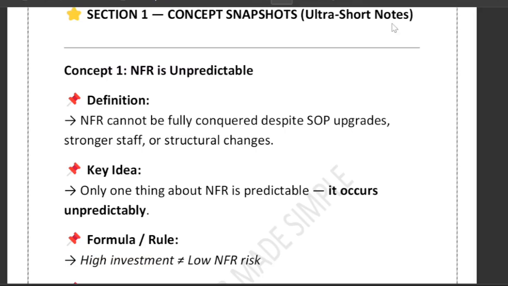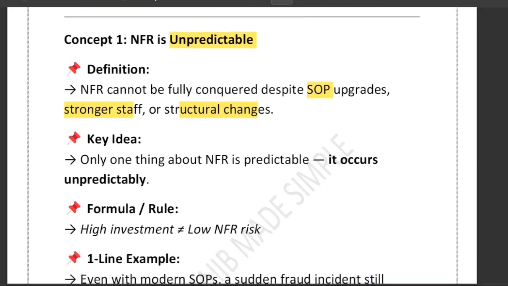So friends, the first concept is, no matter how strong your systems are, NFR can never be eliminated. It is unpredictable. You cannot eliminate it. The bank can upgrade their SOP, train their staff, and strengthen the internal control. But NFR is still unpredictable.